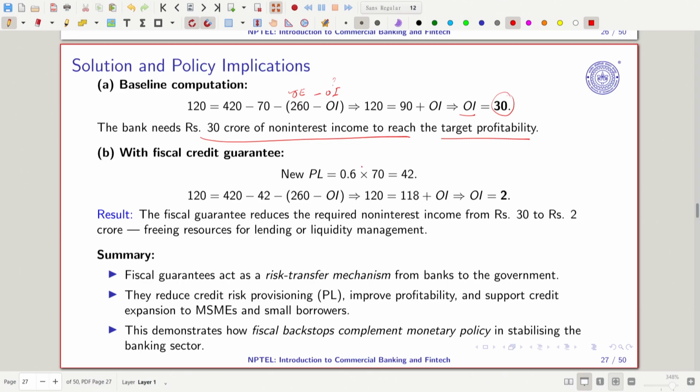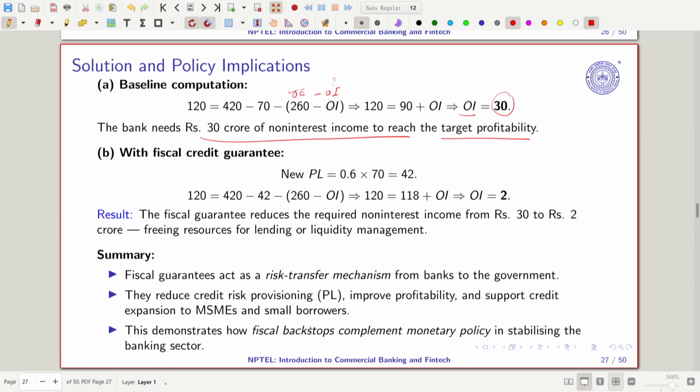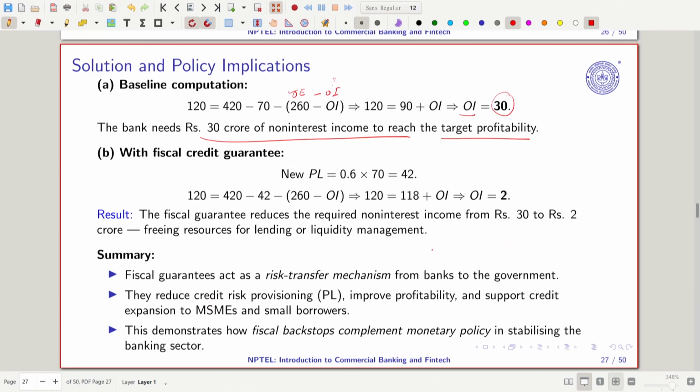Suppose the fiscal guarantee scheme says that it reduces the expected losses by 40%. The government guarantee reduces expected losses by 40%, in the sense that the provision for loan losses the banks are making is 70 crore, and 40% of this is already being waived. So what is the loan loss now? It is just 60%, right? So 1 minus 0.40, so 0.6 into 70. It comes out to be 42.